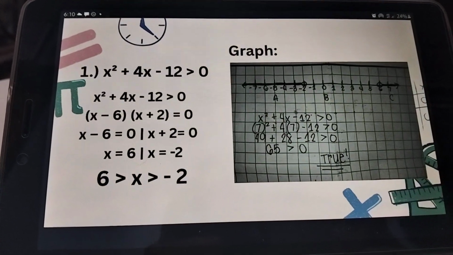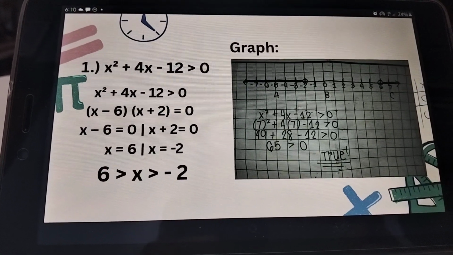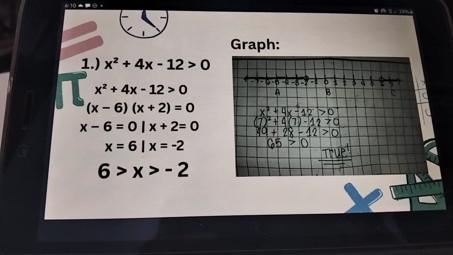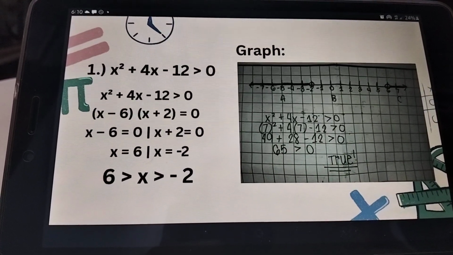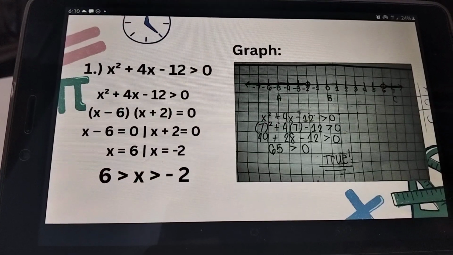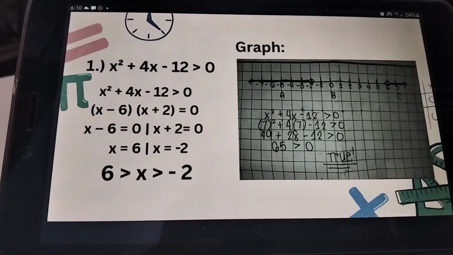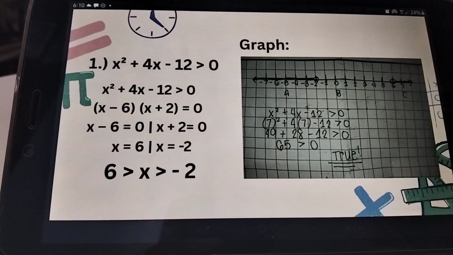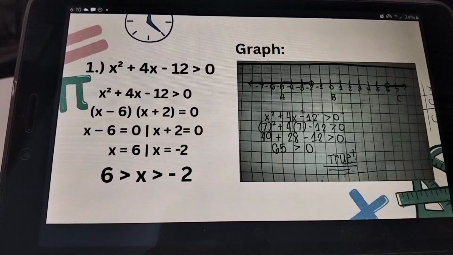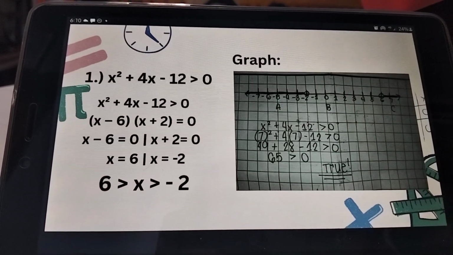For number 1, it is x squared plus 4x minus 12 is greater than 0. We ask ourselves, what two numbers multiply to negative 12 and add to positive 4? The answer is 6 and negative 2. So the expression becomes x minus 6 and x plus 2 is greater than 0.